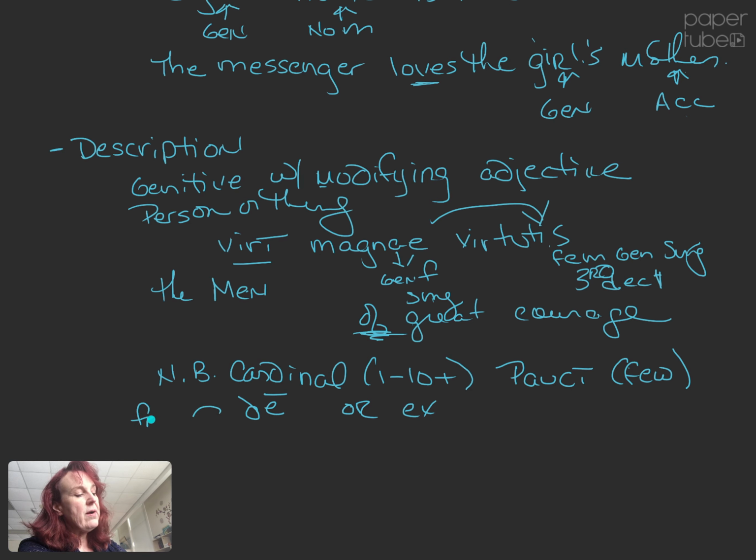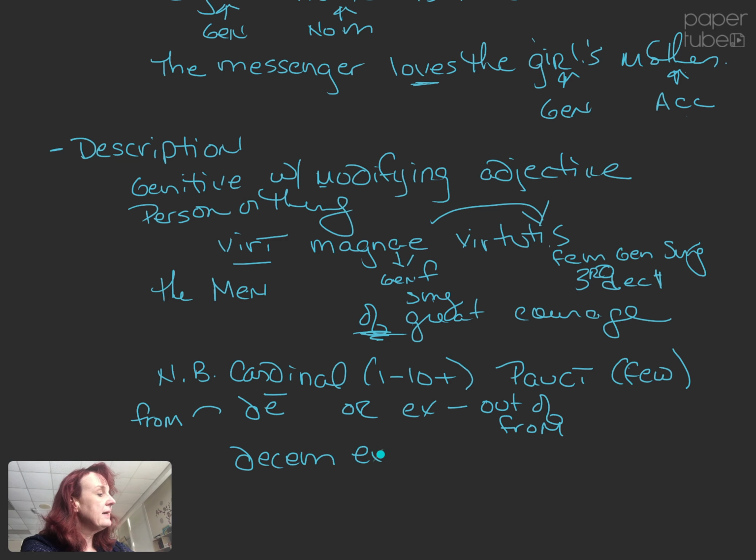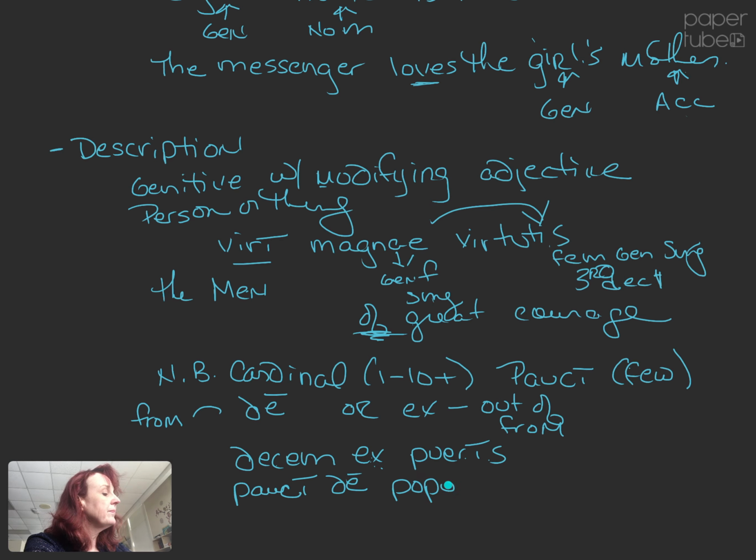De means from, down from, about, or concerning. E or ex means out of, from. So if we had decem ex pueris, 10 of the boys, 10 out of the boys. Of is fine for a translation, but out of is the more literal translation of that construction. And then we'll do an example with pauci and de. Pauci de populis.